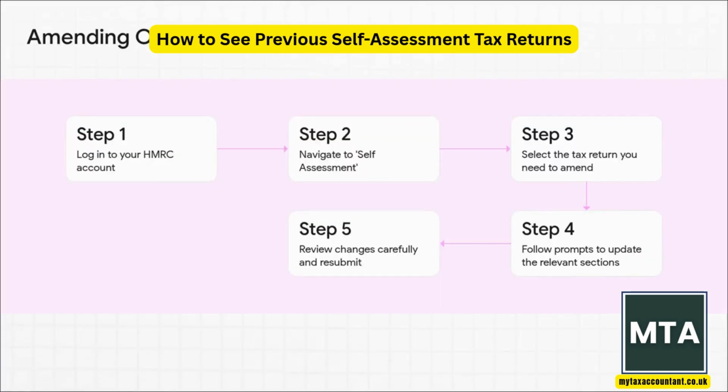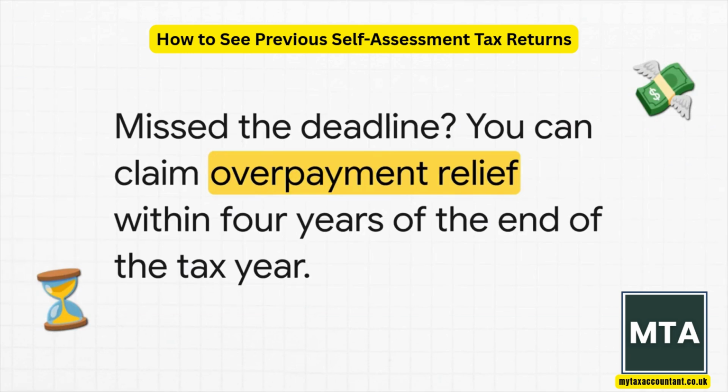Fixing it online is actually super straightforward. You just log back into your account, find the self-assessment section for the year you need to amend, and the system will guide you through updating whichever parts are wrong. Just make sure you double-check everything carefully before you hit that resubmit button. But what happens if you've missed that 12-month deadline? What then? Well, if you found an error that means you've paid too much tax, all is not lost. You can still make a claim for something called overpayment relief. You have to do this by writing a letter to HMRC, but you have a much longer window, 4 years from the end of that tax year.